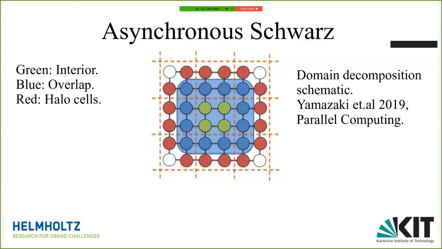Now, for an overlapping Schwarz method, the grid points that are the union of the green and the blue ones are local to the subdomain, and the red points form the halo cells from which data needs to be exchanged with the neighbors.